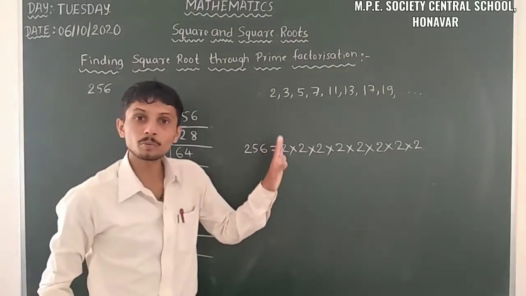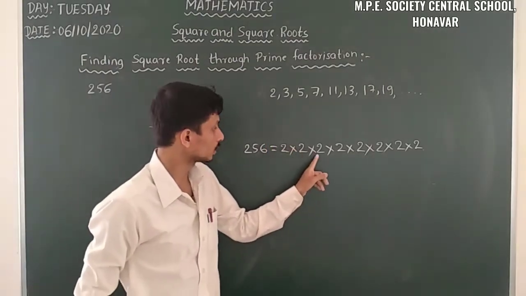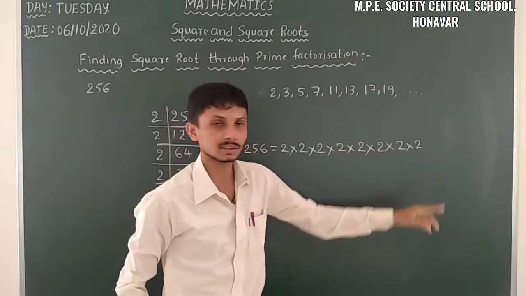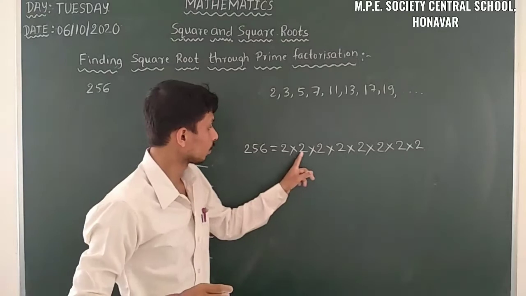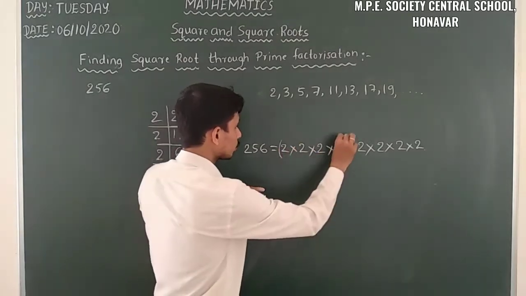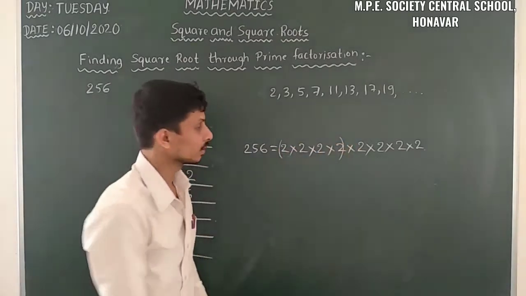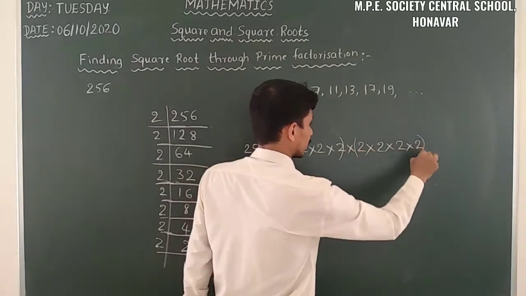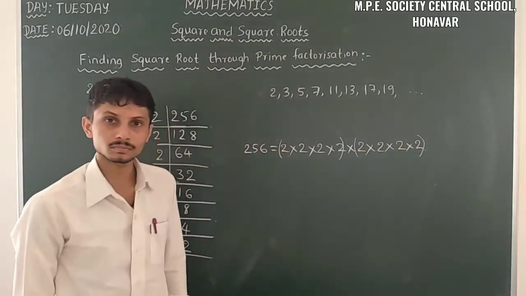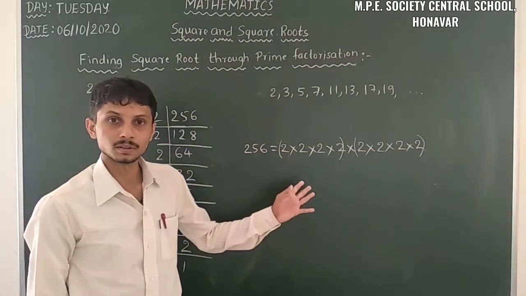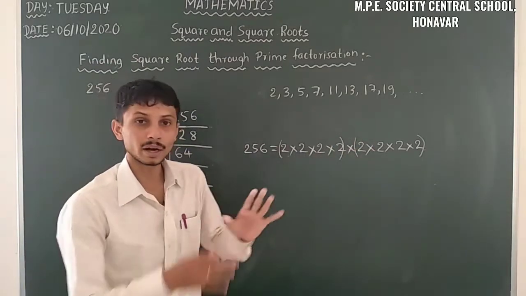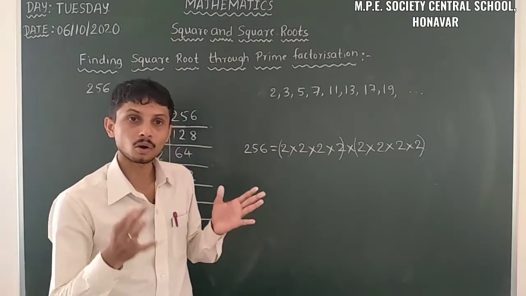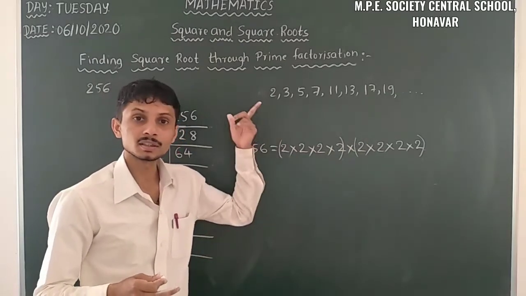Here just observe how many 2's are there: 1, 2, 3, 4, 5, 6, 7, 8. So that means we can group them into 2 parts. That is, here 1, 2, 3, 4: up to here I can take one part, and from here up to here I will take another part. So it is possible. If 3's or 5's are in between, you have to shuffle according to the need of that prime factorization.